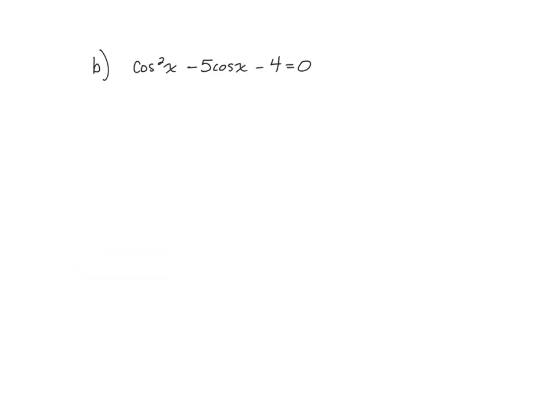So in B, I notice I have a cos squared x, a cos x, no cos x's, so I have a descending degree on cos. I'm looking to factor. I notice that I cannot factor.